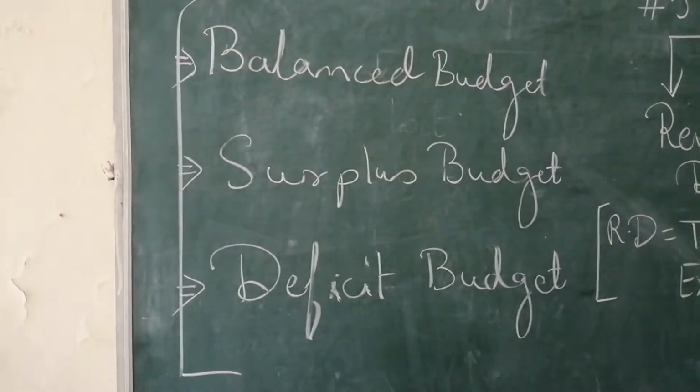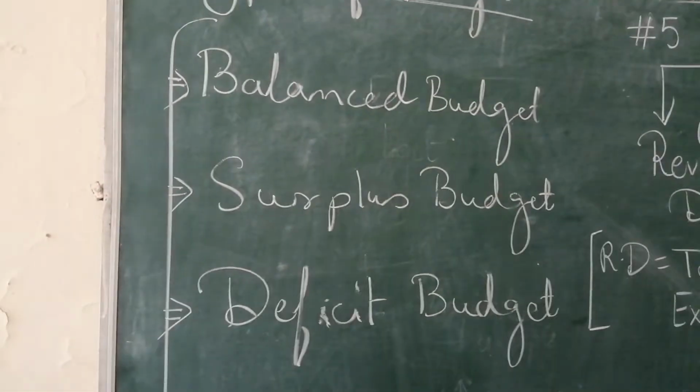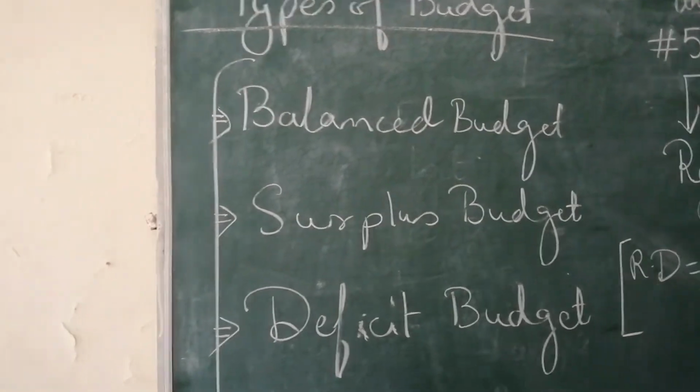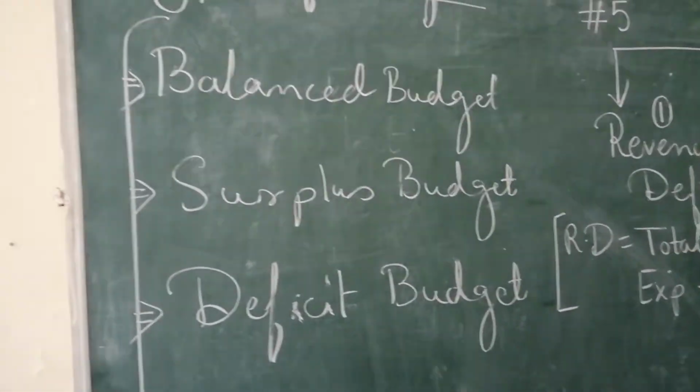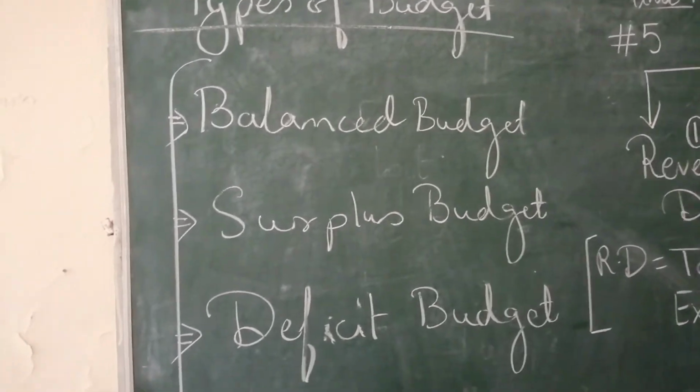And surplus budget, when tax collection exceeds the required expenditure, it is called surplus budget. Or in other words, when government receipts are more than government expenditure in the budget, it is called surplus budget.